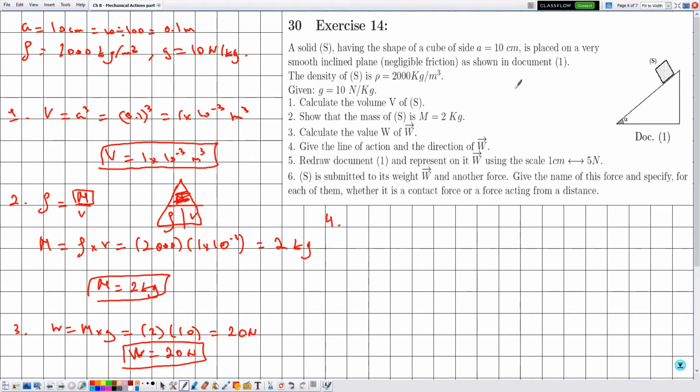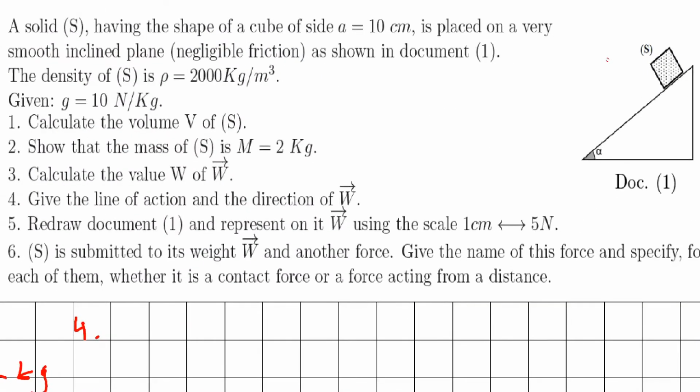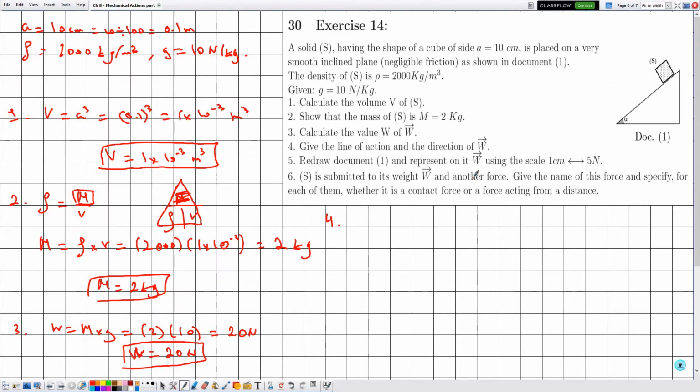Now in number 4, they are telling us to give the line of action and the direction of W. We know that the line of action of W is always vertical, and the direction is downward.